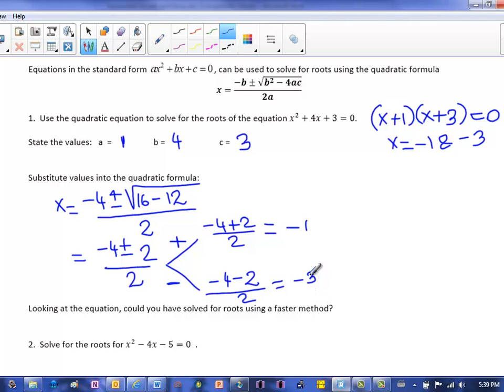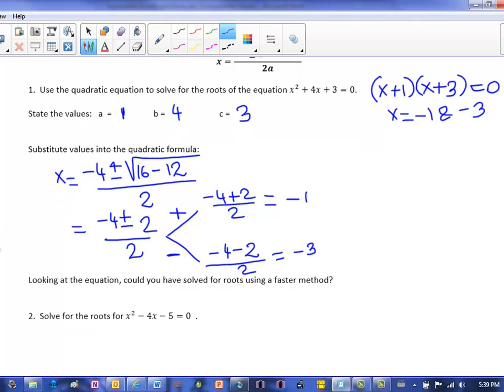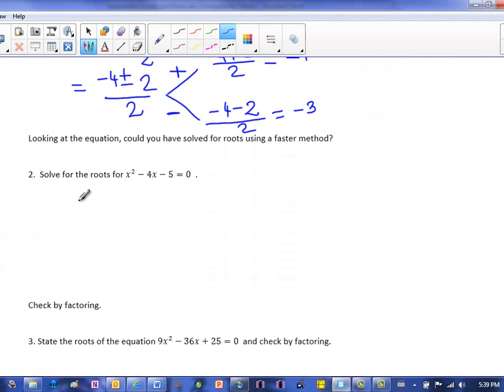Now, thinking of the two methods, you can notice that factoring that equation was a lot faster than the quadratic formula. Let's try another one. My a is 1, b is negative 4, and c is negative 5.